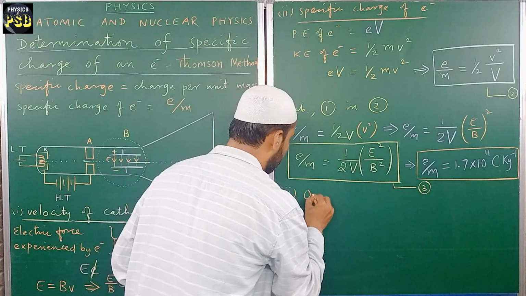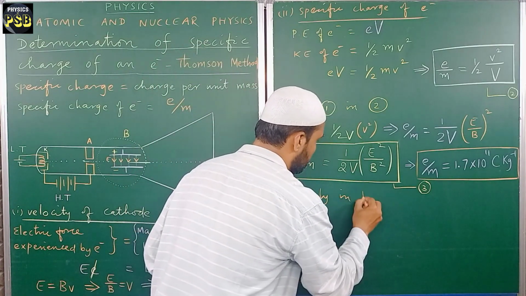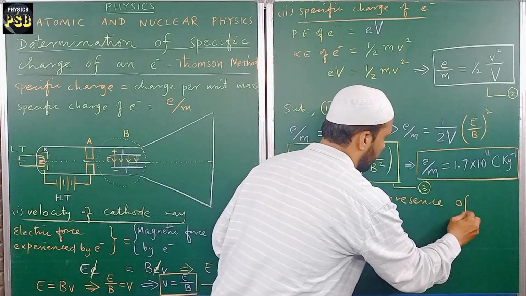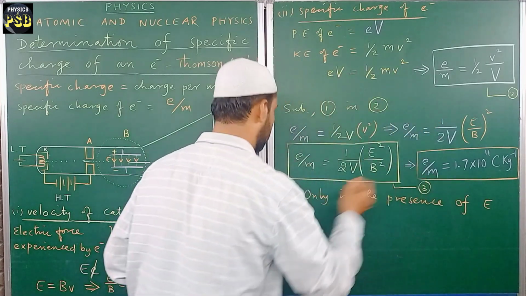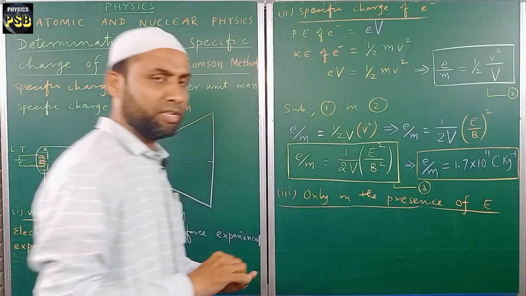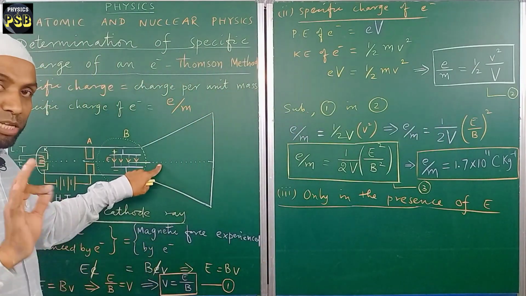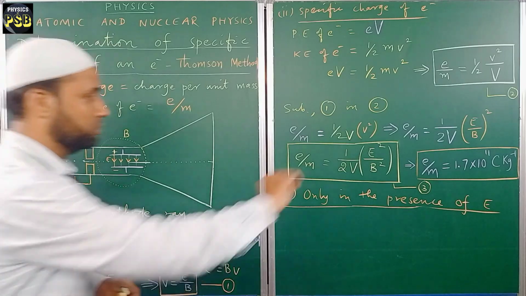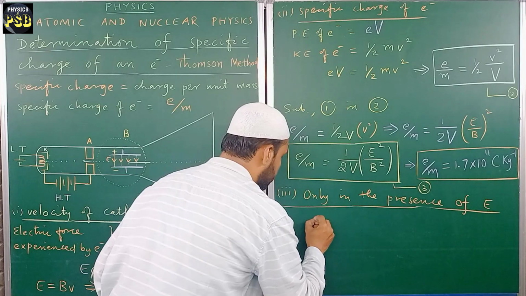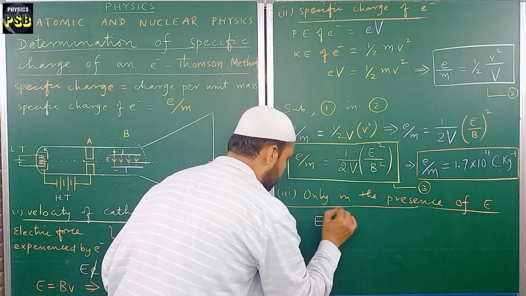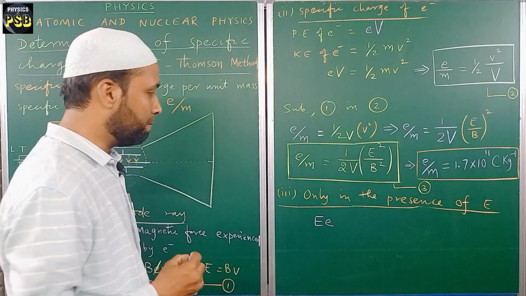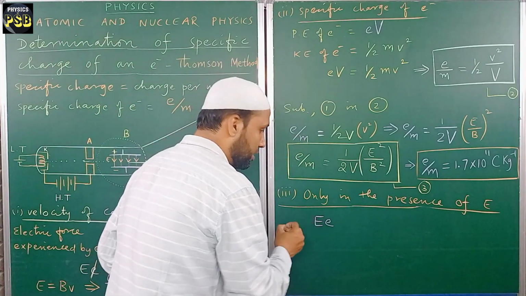Only in the presence of electric field, right? When only electric field is present, then the cathode ray will experience electric force. Electric force experienced by the cathode ray is obtained by multiplying electric field with the charge of the electron. Okay, this is the electric force.